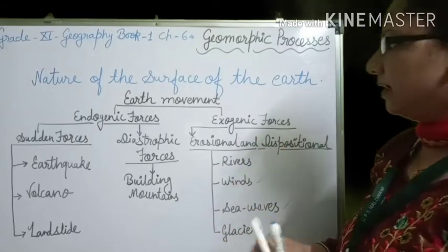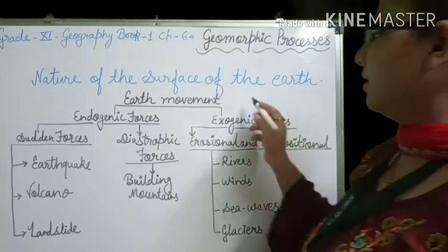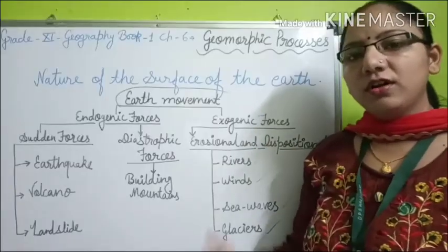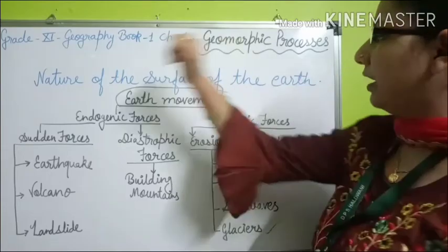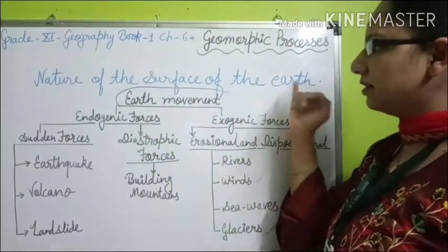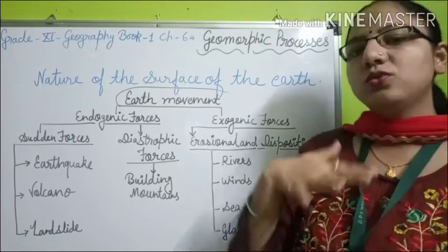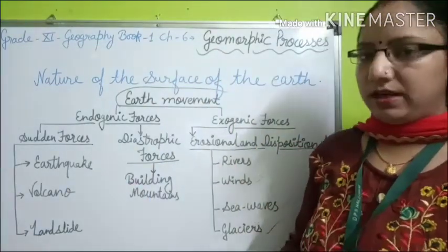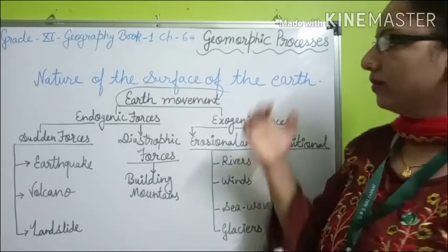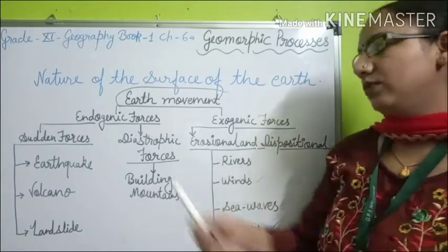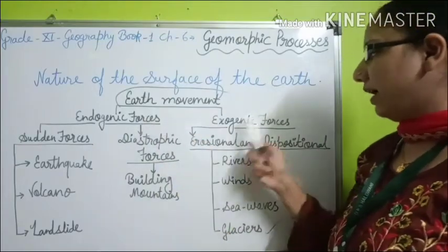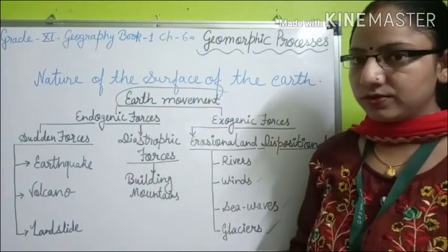Now let's see what earth movement is. So students, overall, if we want to talk about the nature of the earth surface, the earth surface has a nature to continuously move. It means continuous movement is the nature of the earth surface, in which we can include two types of forces, that is endogenic force and exogenic force.